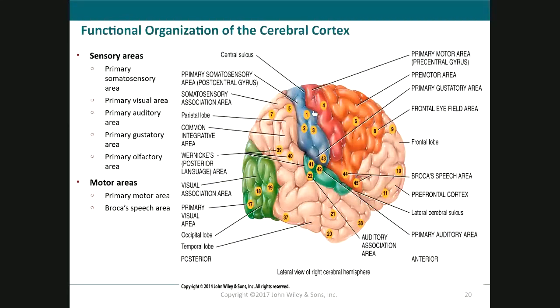Behind the central sulcus, we have the postcentral gyri, or the mound, and this is the primary somatosensory area. Right behind that, which is part of the parietal lobe, is the somatosensory association area. Back in here is the occipital lobe, and it's the primary visual area. And out here would be the temporal lobe, and this is the primary auditory area.